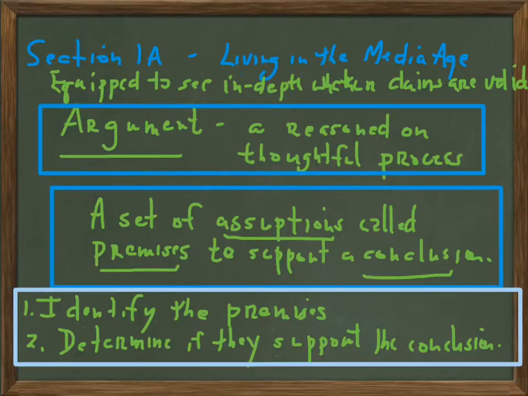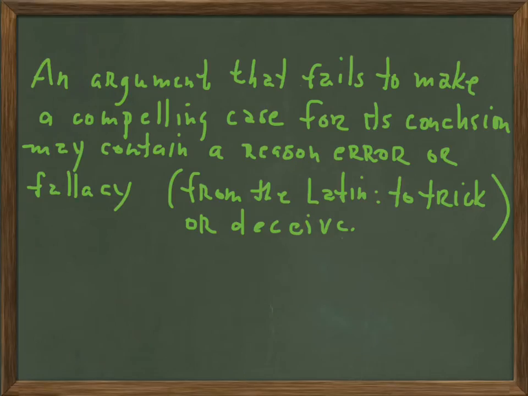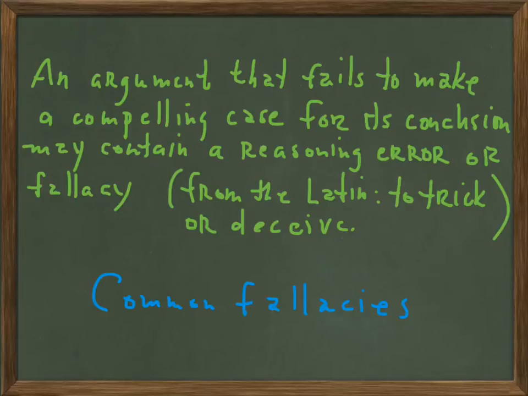So what we're going to do first is look at fallacies in arguments. An argument that fails to make a compelling case for its conclusion may contain a reasoning error or a fallacy, and we're going to look at 6 or 8 of the common fallacies on the next slides, next blackboards.